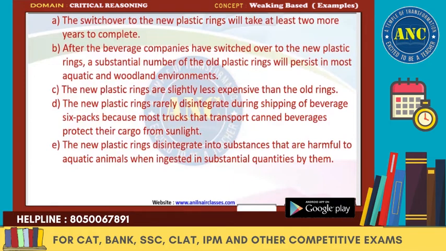After the beverage companies have switched over to the new plastic rings, a substantial number of old plastic rings will persist in most aquatic and woodland environments. Right? Now, this choice undermines the representative's conclusion by showing that even after the switchover is complete, the threat to animals from plastic rings will still persist. It has to be noted carefully, about the nature of the conclusion, that the representative does not say that the threat from the new plastic rings will be eliminated, but rather that the threat from the plastic rings, which includes both old and new. Hence, it has to be this option that weakens the representative's argument.